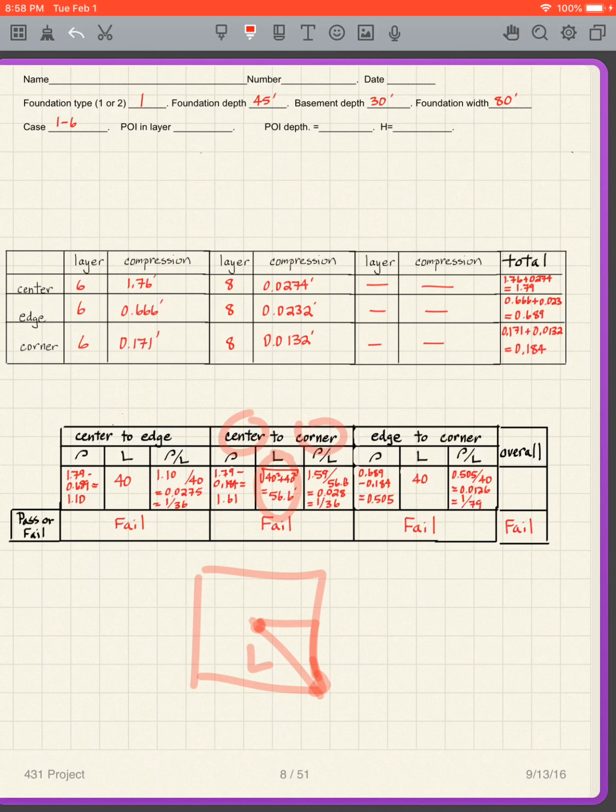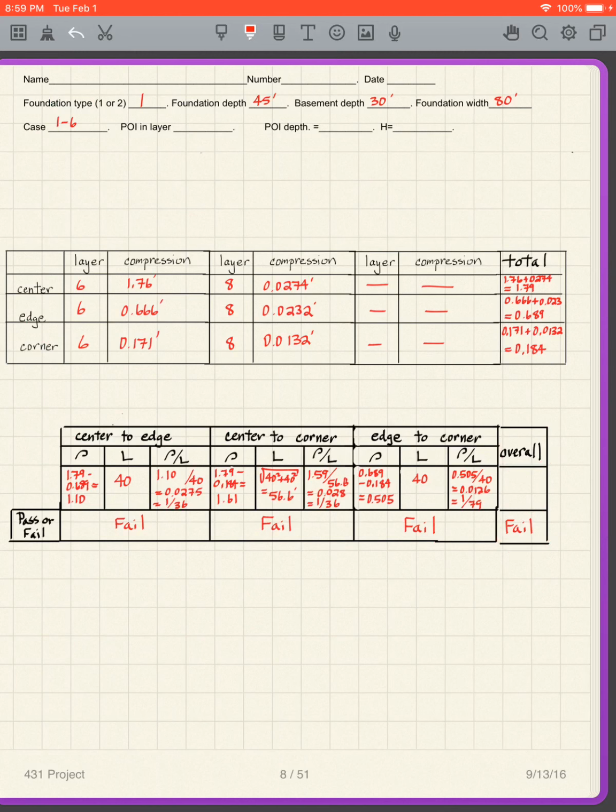Well, I use the Pythagorean theorem. This is 40, that's 40. So it's the square root of 40 squared plus 40 squared gives us the L. So that's the only little trick. But they all fail, which means overall the whole thing's failed. Even if just one of them fails, the overall is going to be fail. So this foundation does not work.